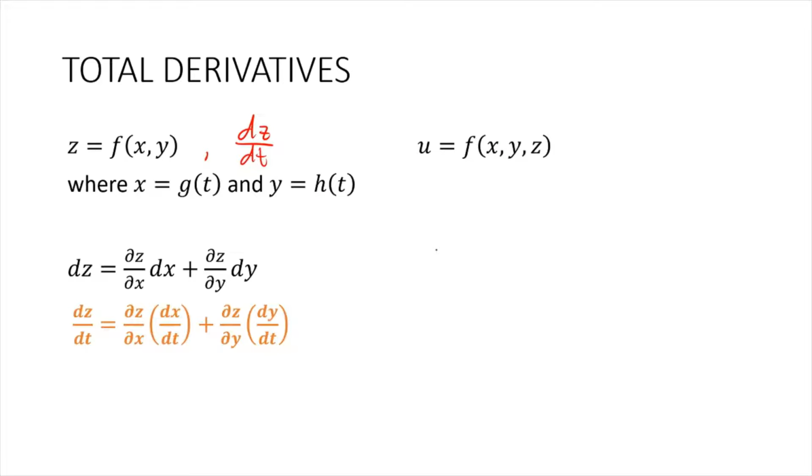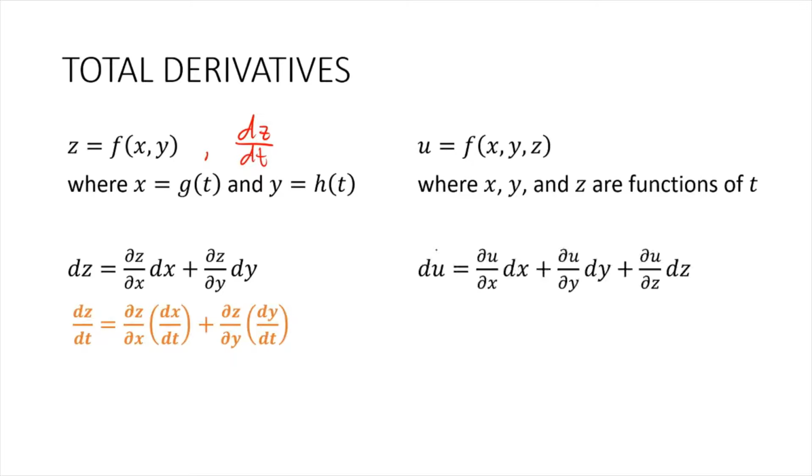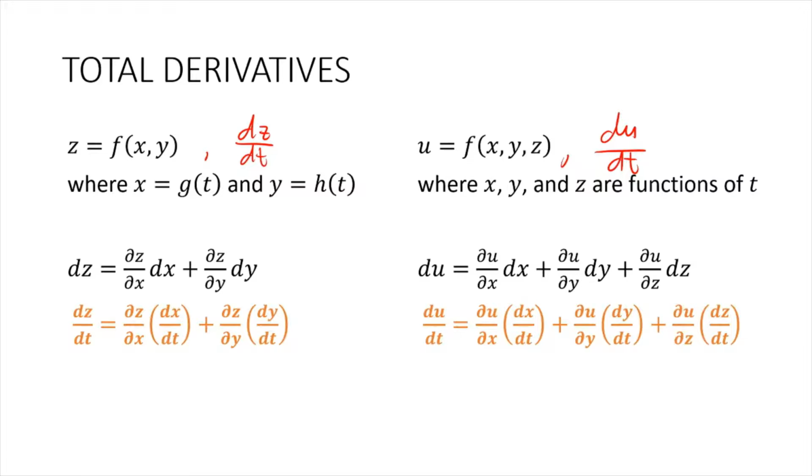And then, for instance, if we have a function defined in terms of three variables, x, y, and z, again where x, y, and z are functions of a third variable or a parameter, and recall that this is the total differential of u in terms of x, y, and z. So to get the total derivative of u with respect to t, we just have to divide both sides of the equation by the differential of t, or dt. So it will result in this equation. Now let's try some examples so we can have a better understanding of this concept.